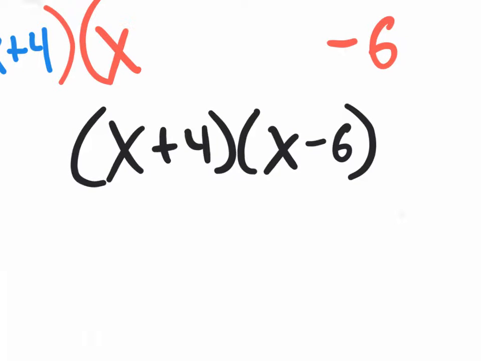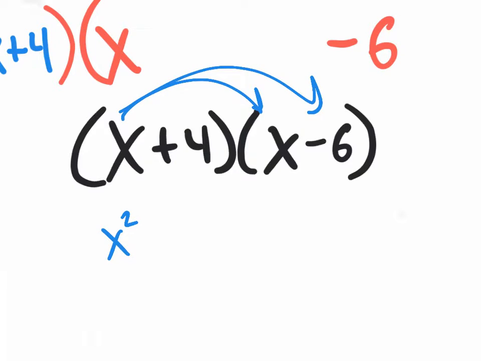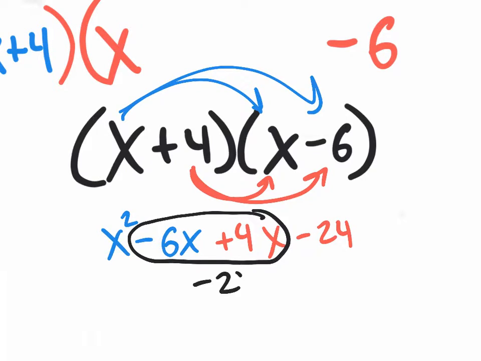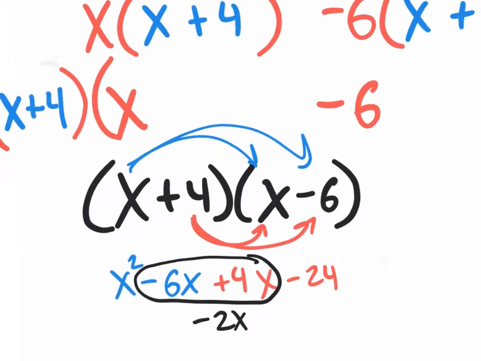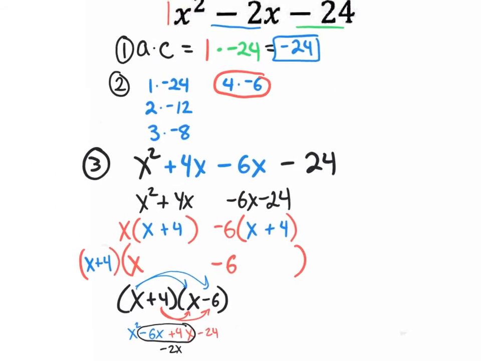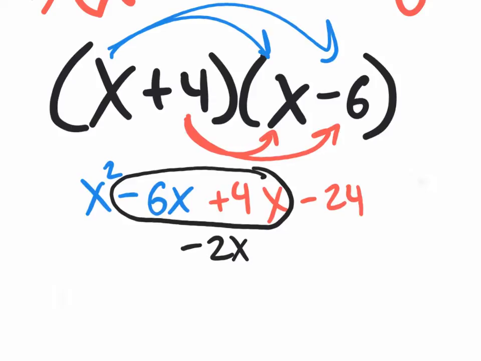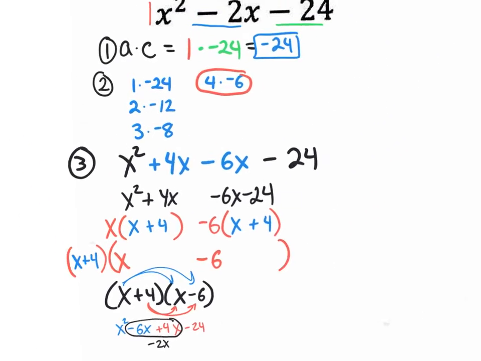Since we know that factoring is reverse distributive property, we could actually, just for fun, or just to double check, we could distribute. What would x times x be? X squared. What's x times negative 6? Negative 6x. What is 4 times x? 4x. And what is 4 times negative 6? Negative 24. If I combine the negative 6x plus 4x, I'll get the negative 2x that's in the middle, right? And ladies and gentlemen, as you can see, the original really was x squared minus 2x minus 24. And that's what we just proved right there. Does that make sense?